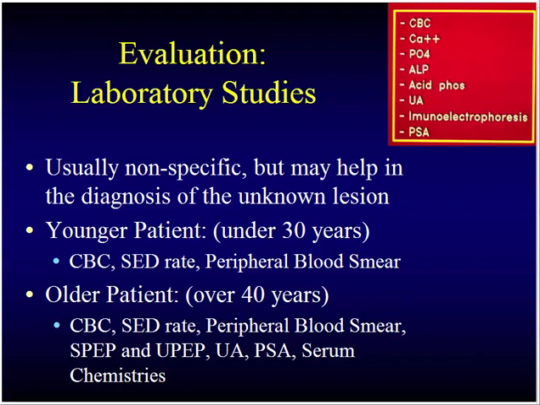Okay, and finally, what lab studies do you need? Well, labs are nonspecific in working up tumors, but they may help in some unknown lesions. A young person under 30 years of age, CBC, sed rate, peripheral blood smear will probably help. Older patient, although I say over 40, and I'm well over 40, I don't consider myself that old anymore, but CBC, sed rate, peripheral blood smear, SPEP, UPEP, the electrophoresis, urinalysis, prostate-specific antigen, and serum chemistries. That gives you sort of an idea of what's going on in general to work up the lesion.